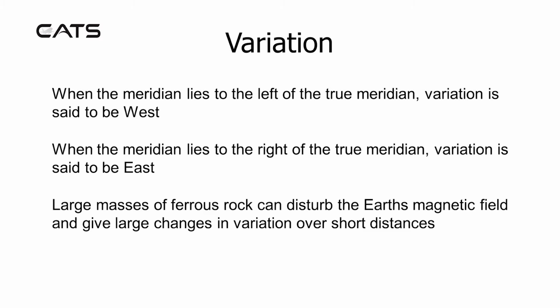Variation. When the meridian lies to the left of the true meridian, variation is said to be west. When the meridian lies to the right of the true meridian, variation is said to be east. Large masses of ferrous rock can disturb the Earth's magnetic field and give large changes in variation over short distances.